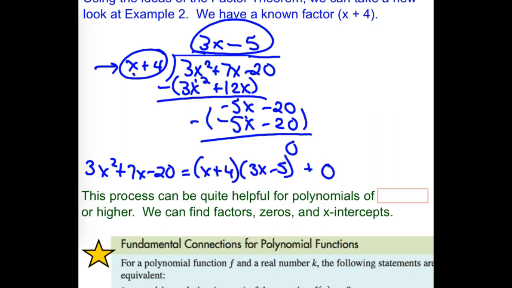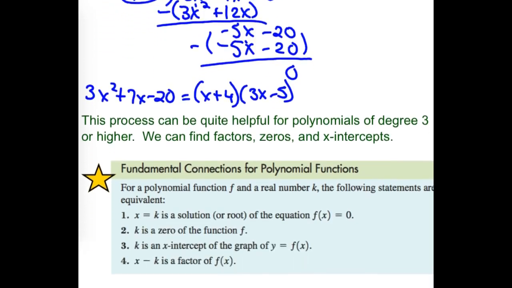Since our remainder is 0, we don't ever put that on there. Okay? This process can be quite helpful for polynomials of degree 3 or higher. We can find zeros, factors, and x-intercepts using this division idea.